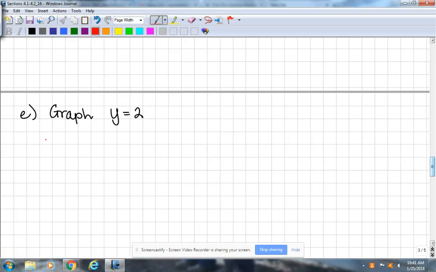So let's just make a table just because that's what we've been doing. We get to pick our x's. Let's pick my common 4, -1, 0, 1, 2. And the equation says y equals 2. So that means no matter what x is, y is always going to equal what? 2. So I'll just fill in 2's. And I got those 4 ordered pairs. So graph those 4 points.